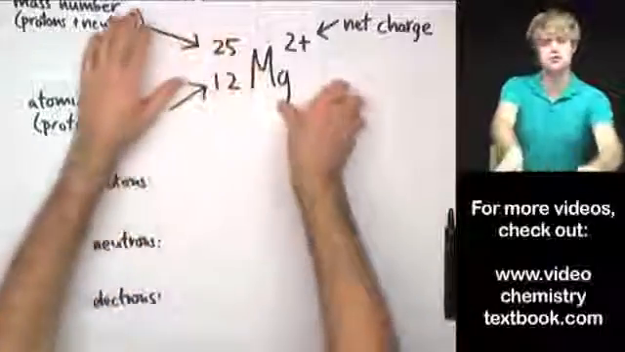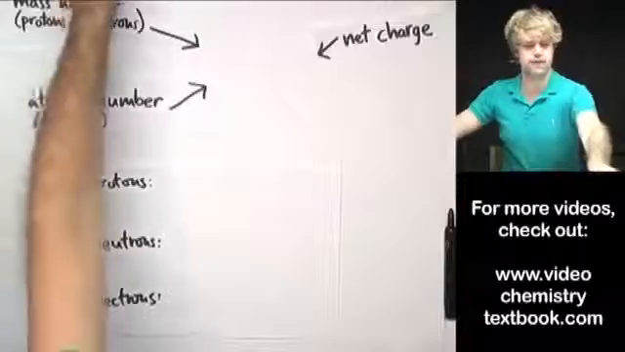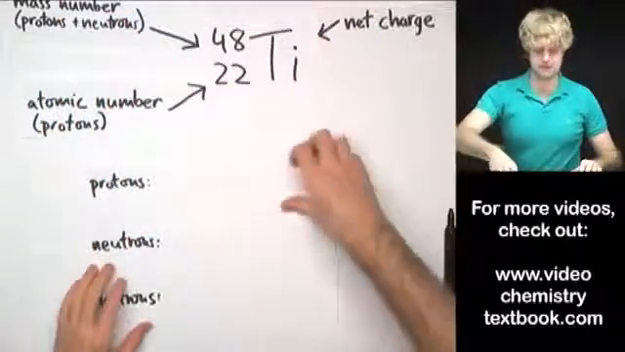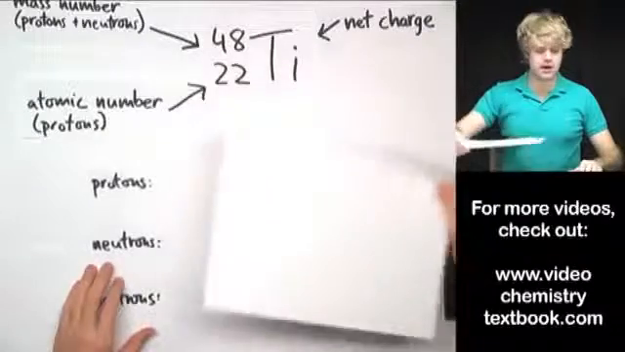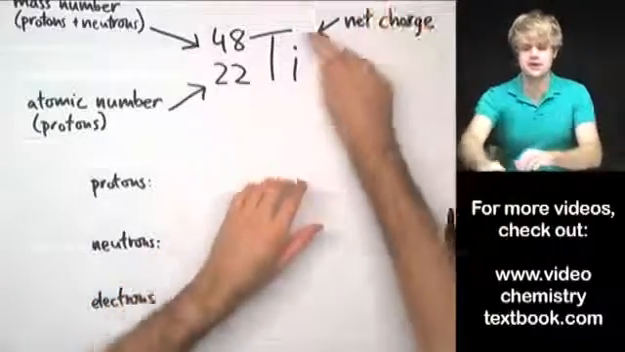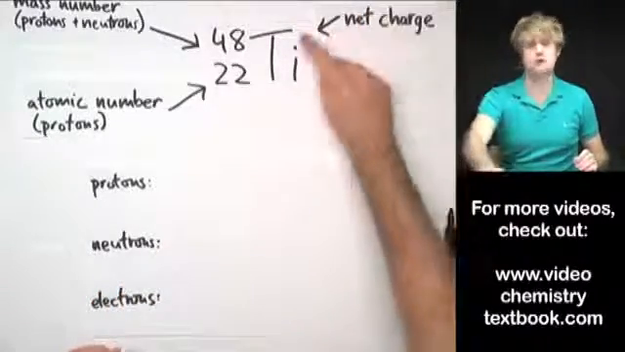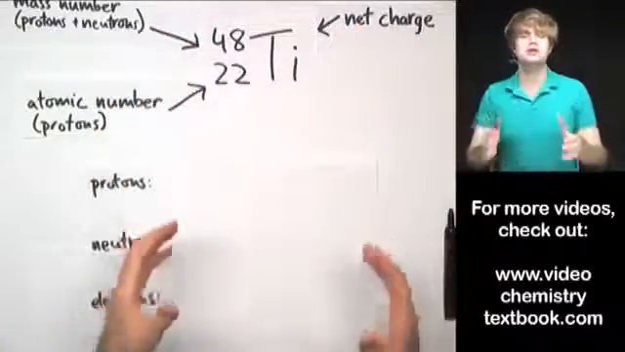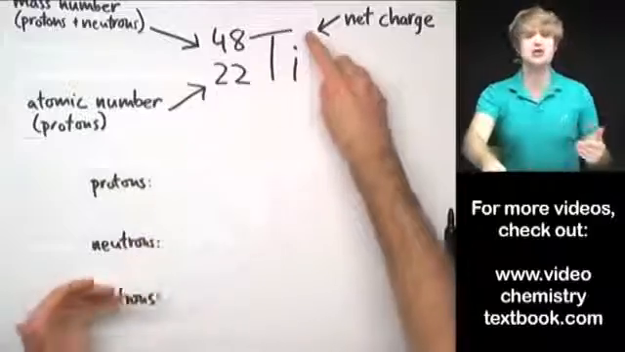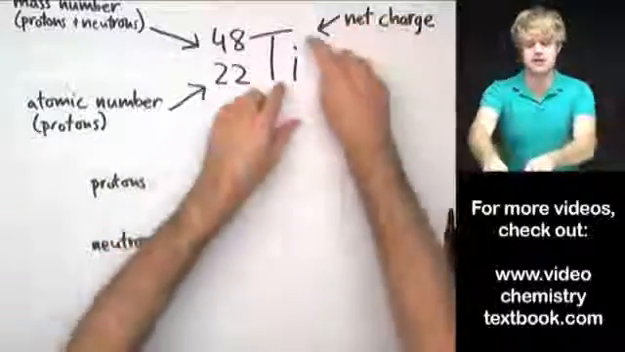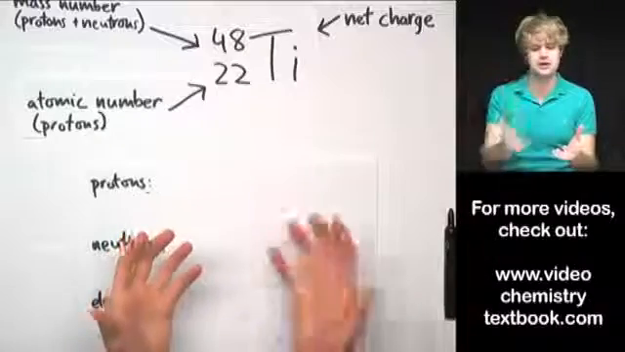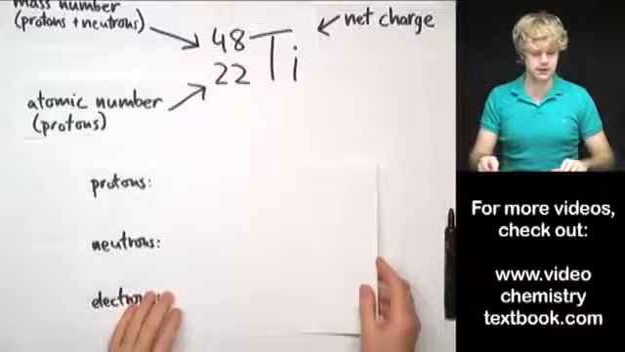Let's do another example here. Let's swap in titanium. Now you'll see something right away about titanium, and that's that titanium doesn't have a net charge written here. And so if you see an atom written in isotope notation, and it doesn't have a net charge written up here, that means the net charge is 0. The protons and electrons balance perfectly.